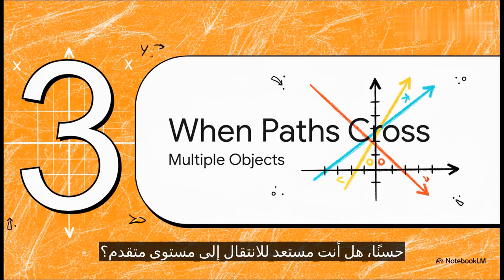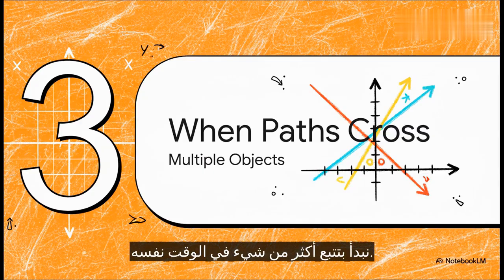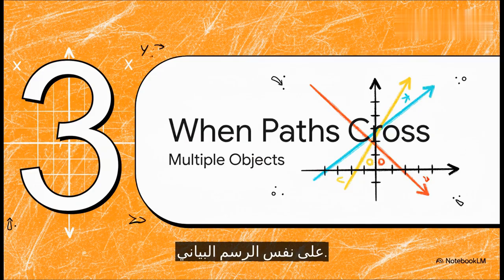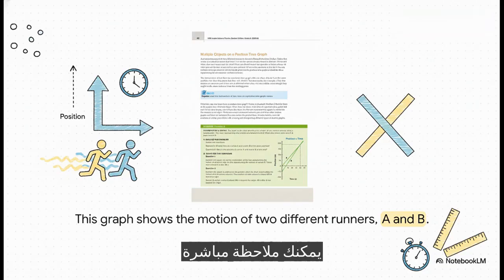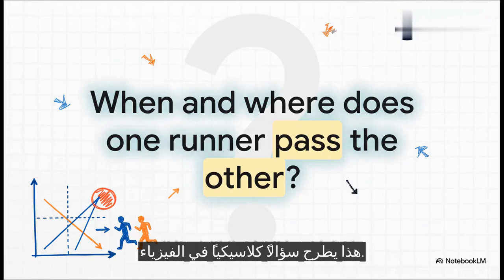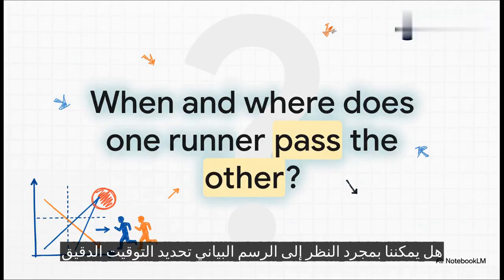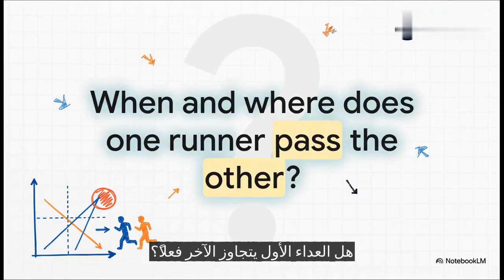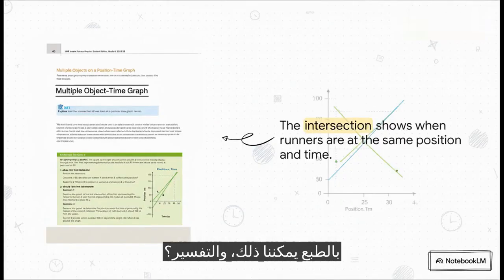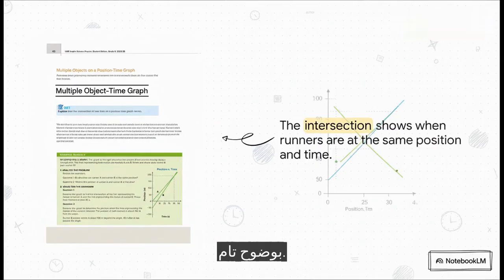All right, you're ready to level up? Things get really interesting when we start tracking more than one thing at the same time. Let's see what happens when we put two runners on the very same graph. So check this out. We've got runner A and runner B, and each one has their own line showing their motion. Right away, you can just see that they're not moving the same way, can't you? Their lines look different. So this brings up a classic question in physics. Just by looking at this graph, can we pinpoint the exact time and the exact place where one runner actually passes the other? Of course we can, and the answer is literally staring us right in the face.